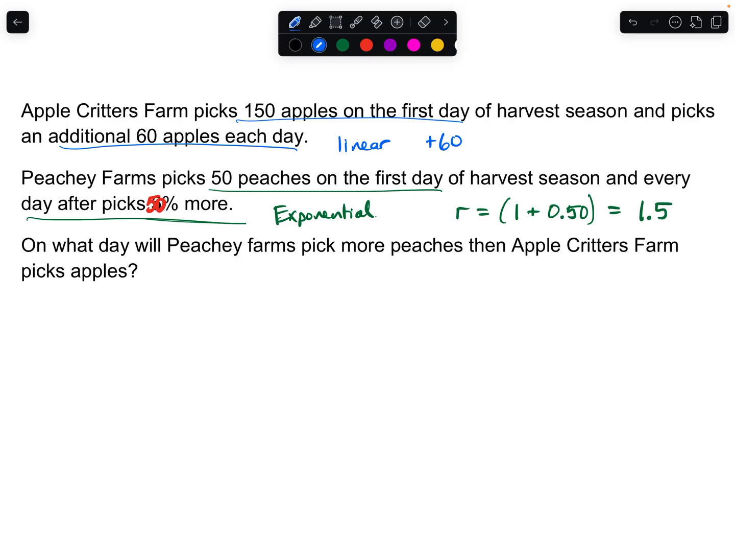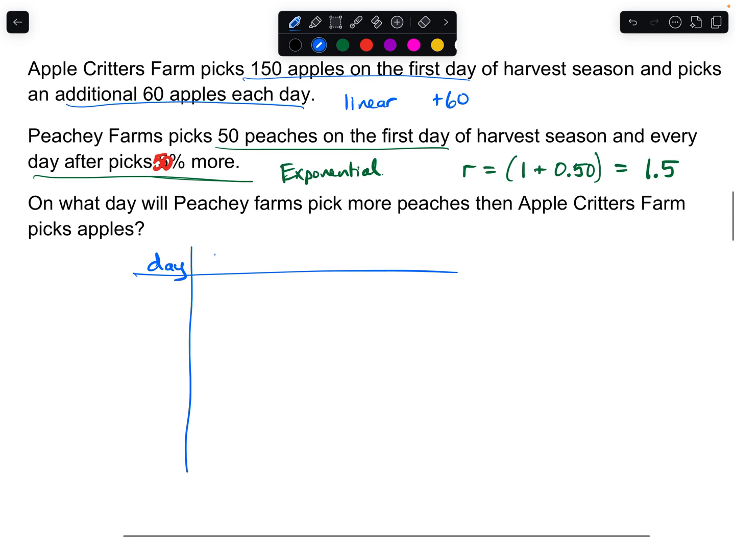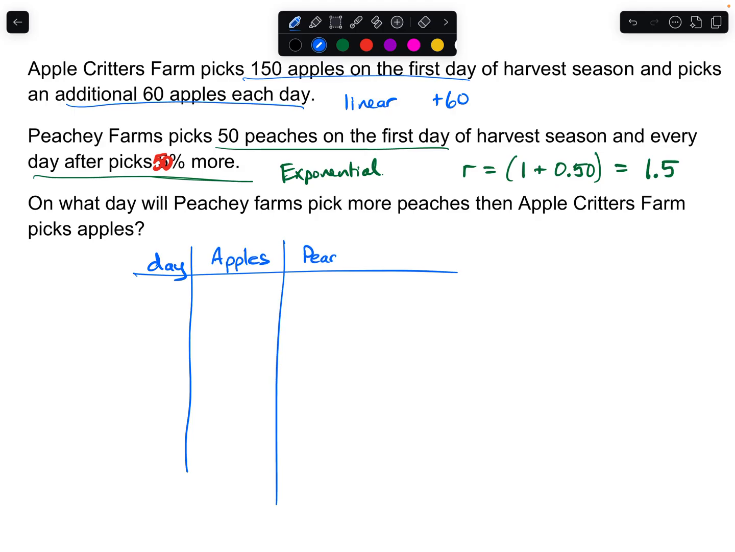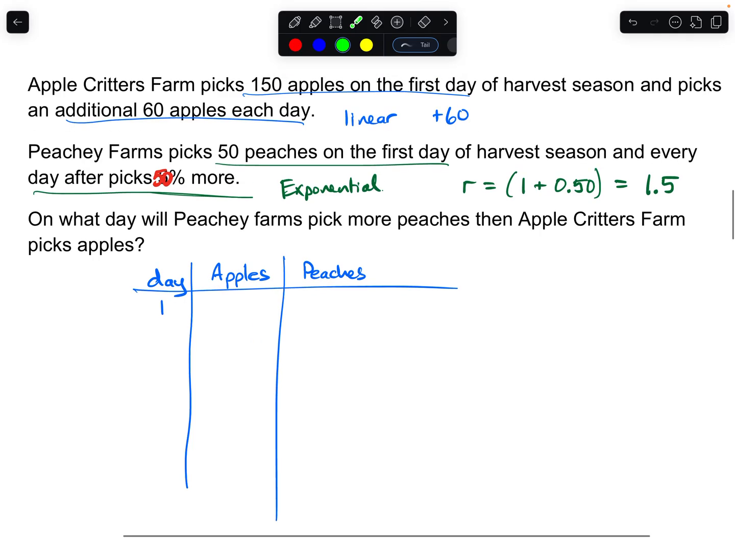Now we can make a table. So let's make a table with which day it is, how many days since the first day of harvest season. We can look at how many apples were picked by Apple Critters Farm and how many peaches were picked by Peachy Farms. On day 1, well, it tells us that already. They picked 150 apples and only 50 peaches.